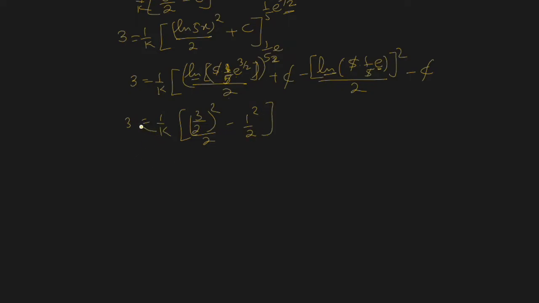Can we change the places of this k and 3 by cross multiplication? k equal to 1 over 3 times 9 over 4 over 2. We'll make it 4 times 2, 8. 9 over 8 minus 1 over 2. The LCM is 8 here, so we multiply here by 4, multiply here by 4. k equal to 1 over 3 times 9 minus 4, 5 over 8. So it comes out to 5 over 24. That is the value of k.